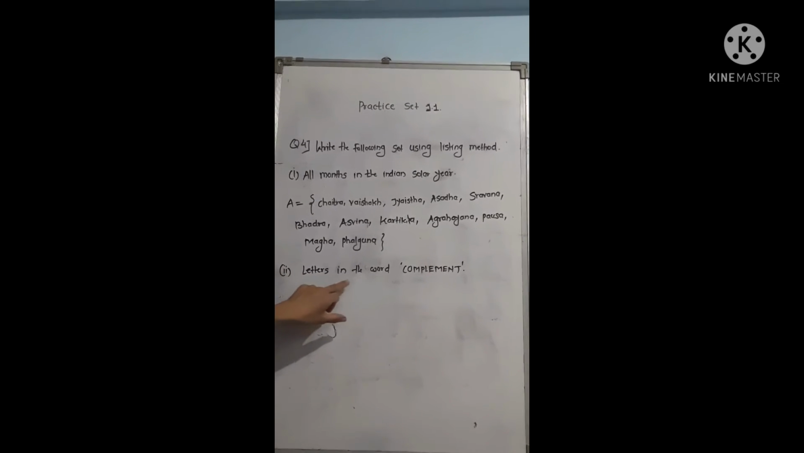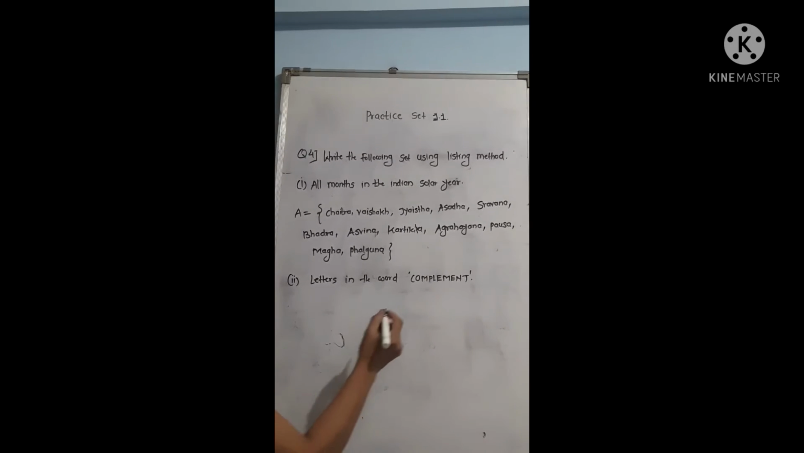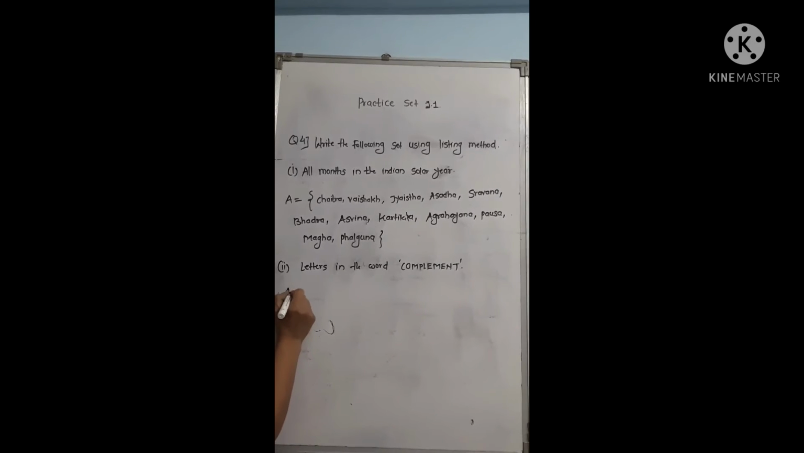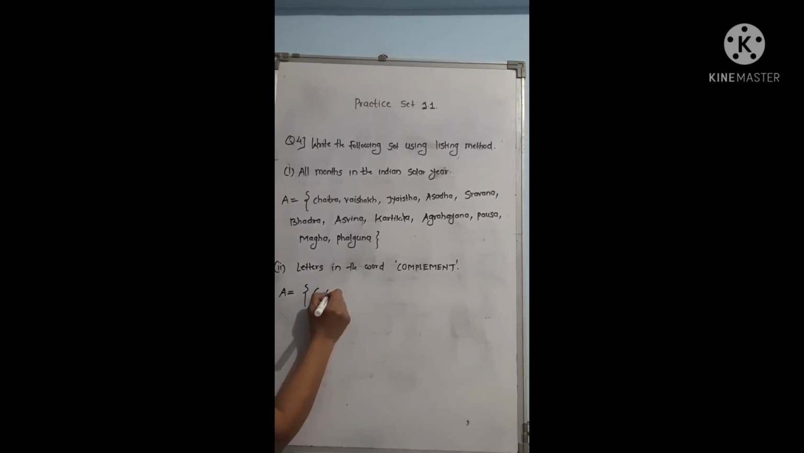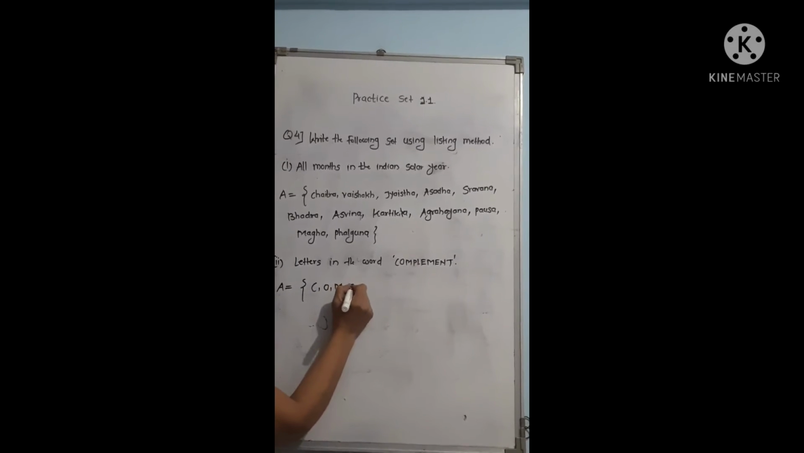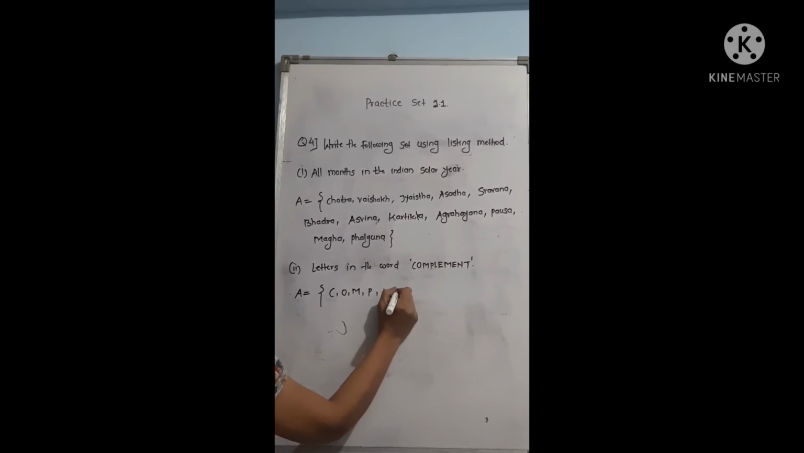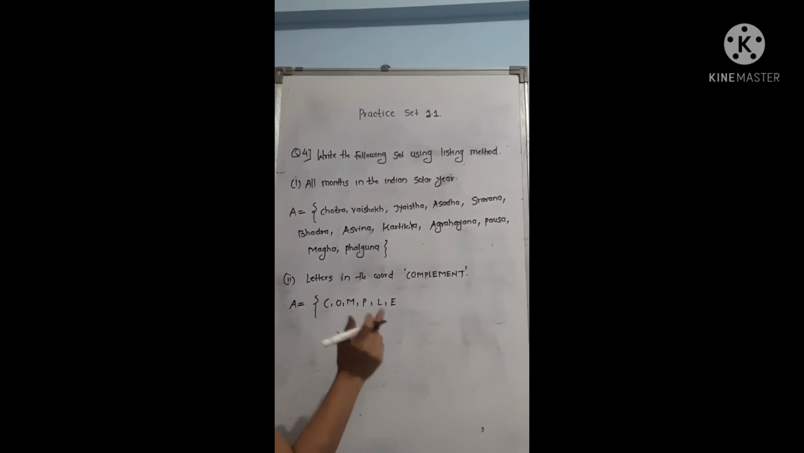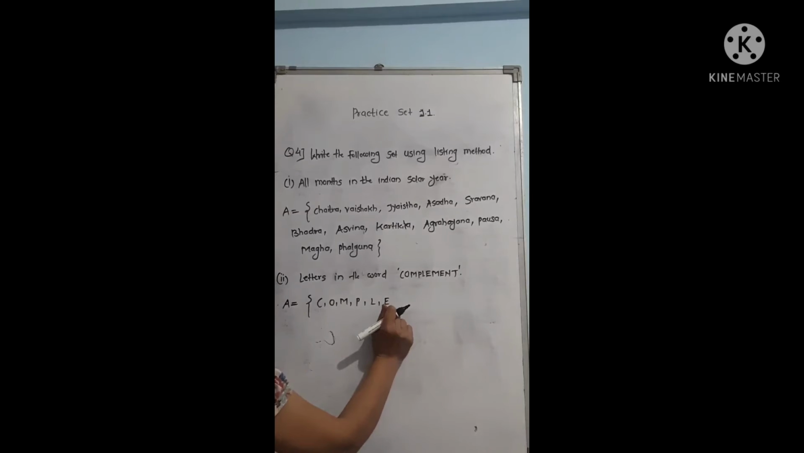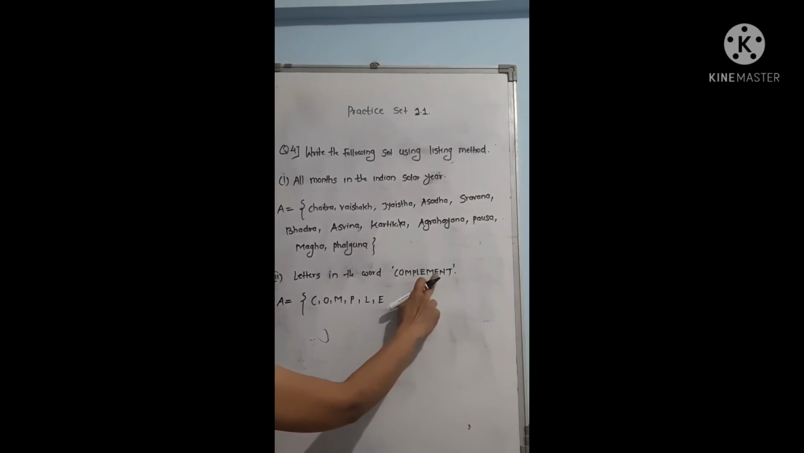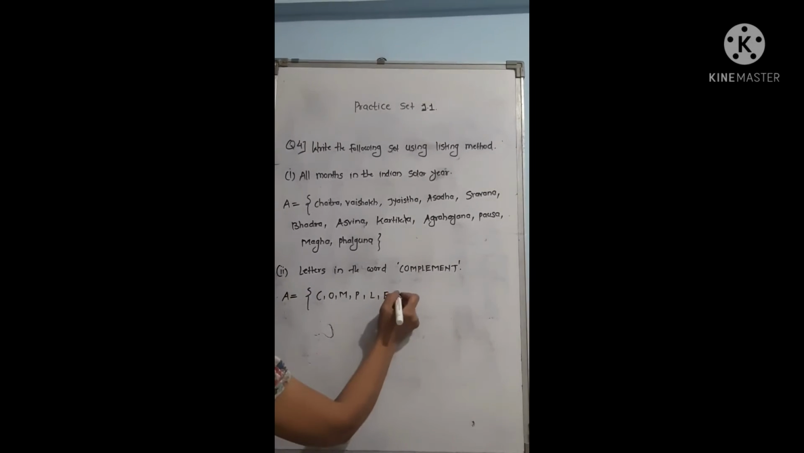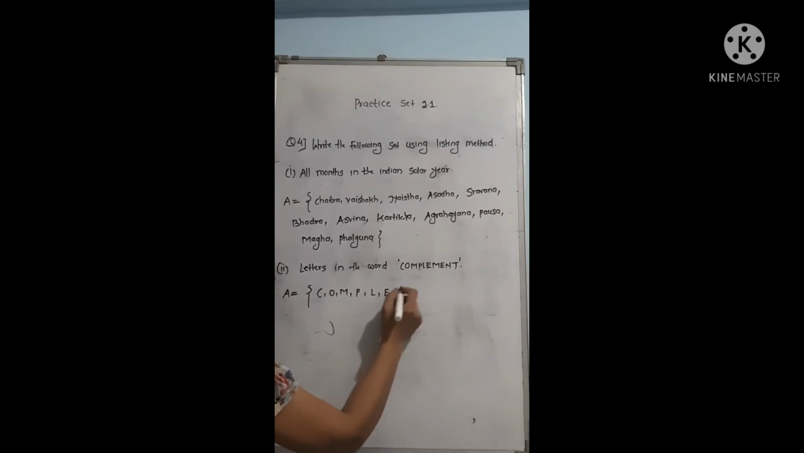Then second one, letters in the word complement. Here you have to write each letter only one time. For example, A is a set of C, O, M, P, L, E. Now here M came again, so there is no need to write M again. E is also repeated, so there is no need to write it again. Each letter is written only once. Then next N and T.